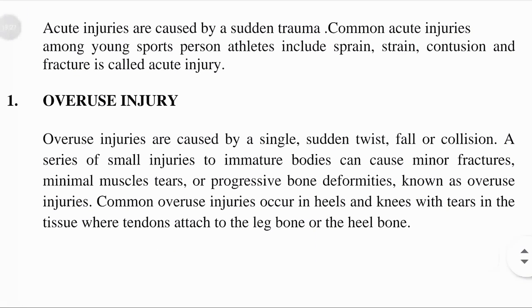The second one is overuse injuries. Overuse injury is a term used to describe damage and pain caused by repetitive movement and overuse.